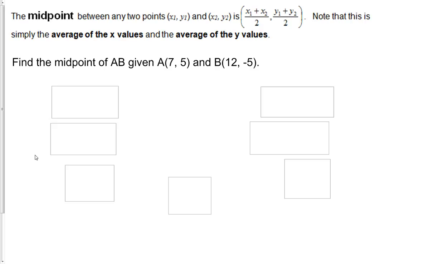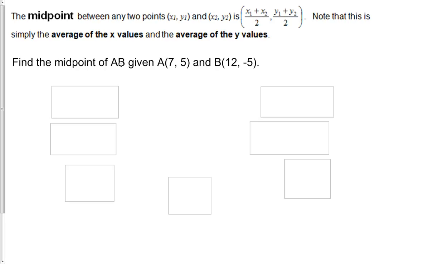Now we're going to take a look at the midpoint formula. The midpoint between any two points, (x1, y1) and (x2, y2), is ((x1 plus x2) over 2, (y1 plus y2) over 2). So all you're really doing here is taking the average of the x values, adding them together and dividing by 2, taking the average of the y values, adding them together and dividing by 2, and you have yourself a new point.